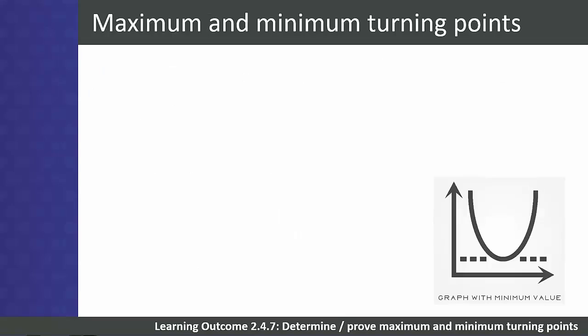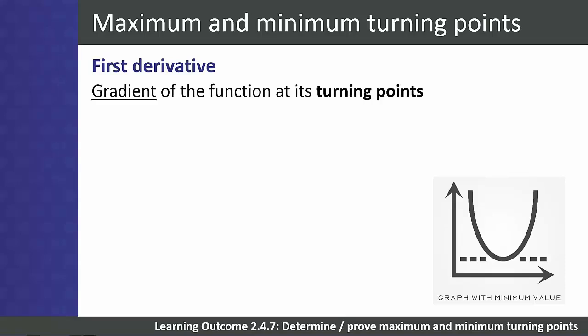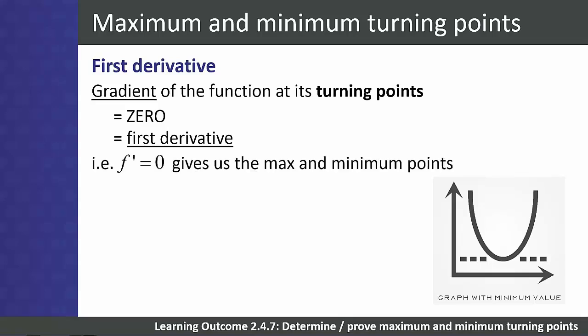Maximum and minimum turning points. Students worked with finding maxima and minima in Level 3, but now they will also work with the second derivative to prove the turning points are minimum or maximum values of the function. The gradient of the function at the turning point is 0, so we know that the first derivative will be 0 at this point. This gives us the coordinates for the turning point.